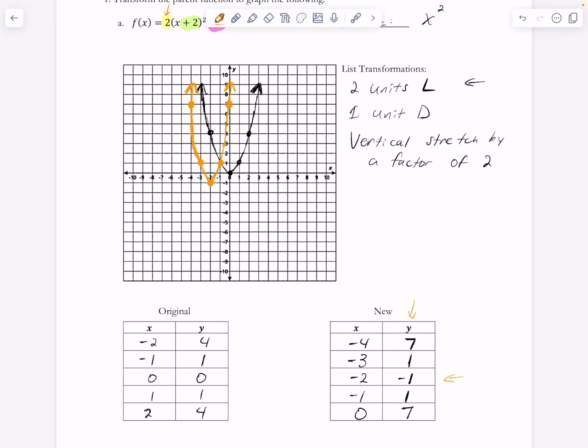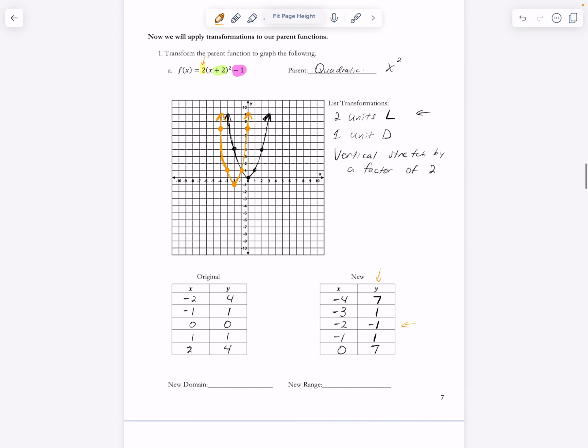So that is this quadratic one. Let's quickly talk about the domain and range. The new domain, in terms of the x values that we can plug in, because of that 1 unit down, I am able to plug in -1 and then continuing all the way up to infinity. I don't know why I wrote that. I apologize, that's not the new domain. The new domain is the same as the old domain.